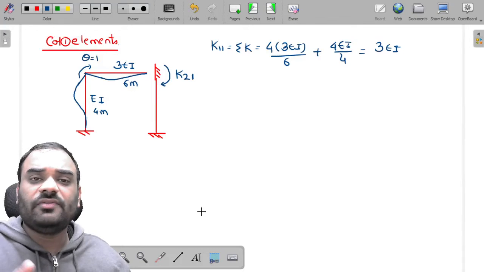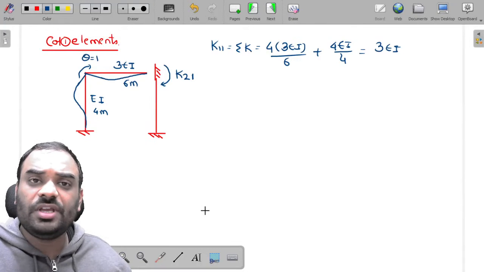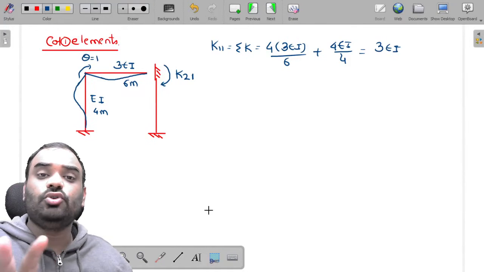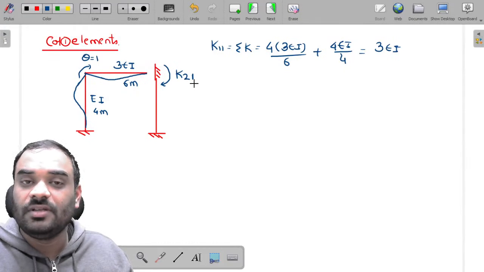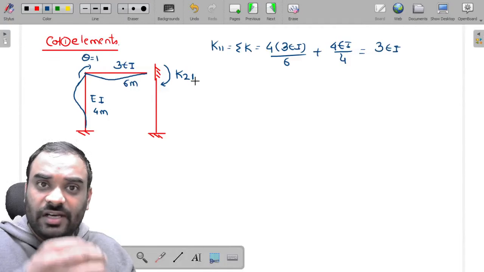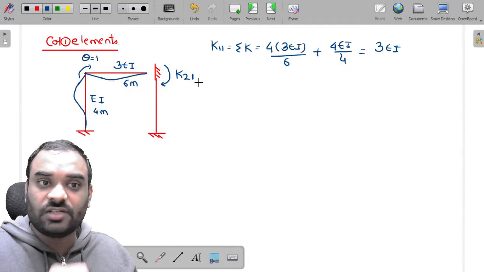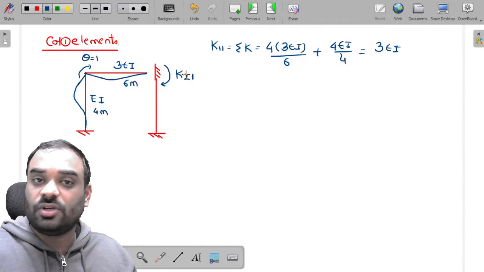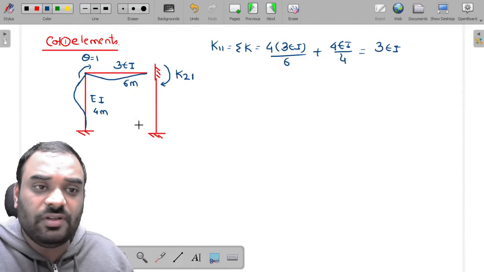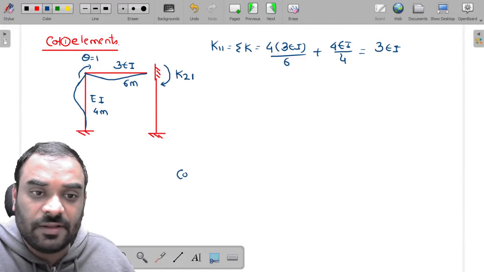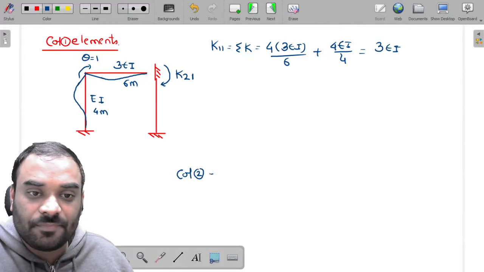Now, listen carefully, what is the value of K21? How can we solve it? So my dear friends, we have to use the moment distribution concept over here. Then only we are able to find this one. But let it be, my dear friends. Let's solve another one, then we will come back to this one also. We will solve it, no problem, my dear friends.